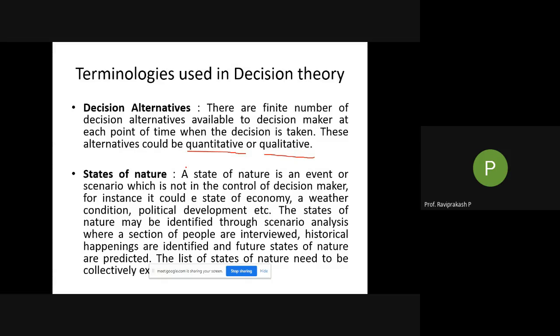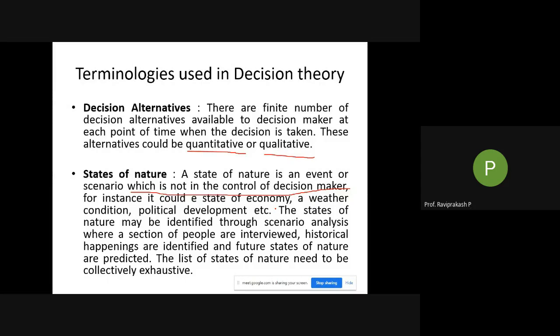Then comes the states of nature. So what is a state of nature? A state of nature is an event or a scenario which is not in the control of the decision maker. So this is very much important. I'll just underline this: which is not in the control of the decision maker. A state of nature is an event or a scenario which is not in the control of the decision maker.